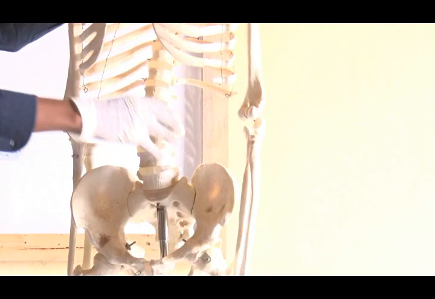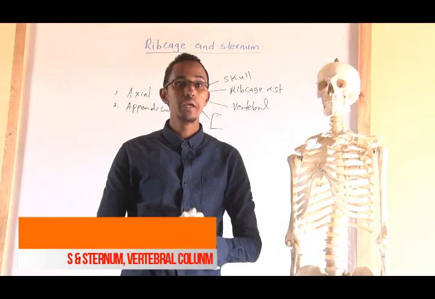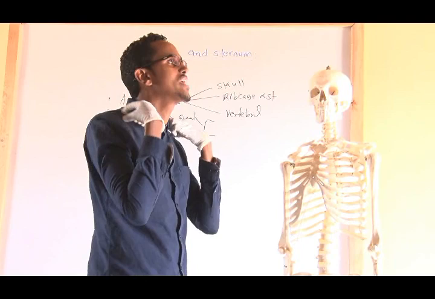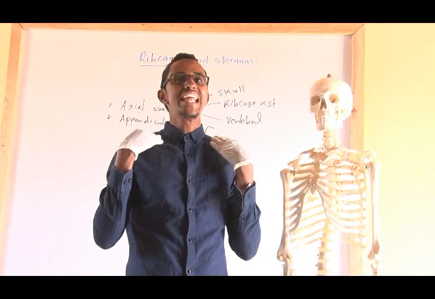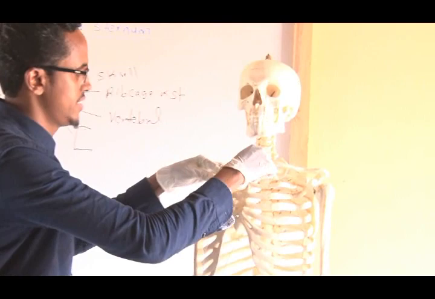That is about the axial skeleton: the skull, the rib cage, and the vertebral column. What about the appendicular skeleton? Bones fall under those two main parts. Under the appendicular skeleton, we have the pectoral girdle. When I talk about the pectoral girdle, I mean the clavicle. The bone is found where the collar of the shirt hangs around, so in layman's language we call it the collar bone.